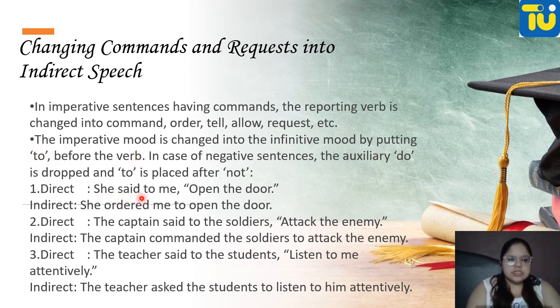For example, she said to me, "Open the door." She ordered me to open the door. So "to" is added before "open," before the verb. And in case of negative sentences, the auxiliary word "do" is dropped. For example, the captain said to the soldiers, "Attack the enemy." Said becomes commanded. The captain commanded the soldiers to attack the enemy.